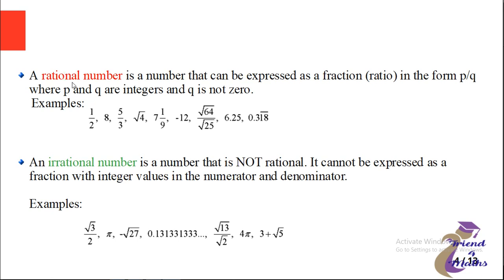Next, we know what a rational number is. A rational number is a number which can be expressed in fraction form, that is p by q form, with a numerator and a denominator, where p and q are integers and the denominator q is not equal to 0. Then what is an irrational number? Irrational numbers are those numbers which are not rational, that means which cannot be expressed in the fraction form p by q, where p and q are integers and q is not equal to 0. Such numbers are called irrational numbers.